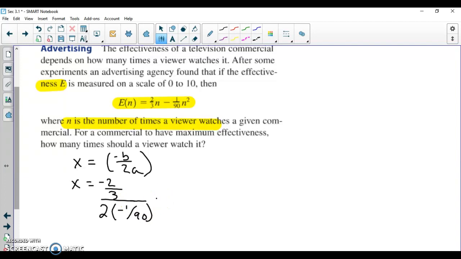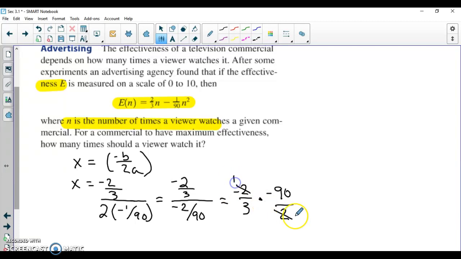So at this time we're going to go ahead and simplify. We get negative 2 over 3 all over negative 2 over 90. This now becomes keep, change, flip. So negative 2 over 3 times, flip the bottom, negative 90 over 2. So I'm going to simplify this diagonally. This leaves me with 1 and 1. And I'm going to simplify diagonally, and this leaves me with 1 and 30.